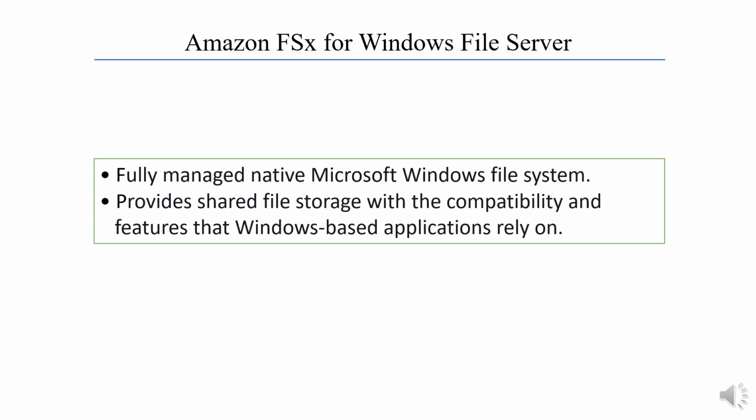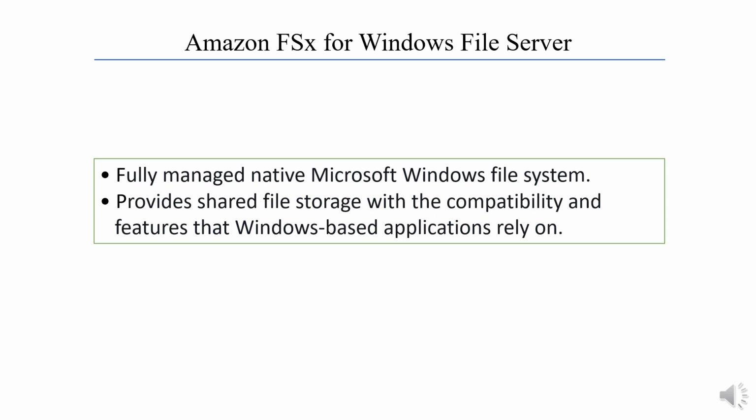Built on Windows Server, Amazon FSx provides shared file storage with the compatibility and features that your Windows-based applications rely on, including full support for the SMB protocol and Windows NTFS, Active Directory integration, and Distributed File System DFS.